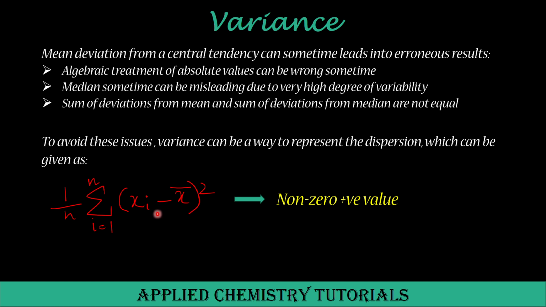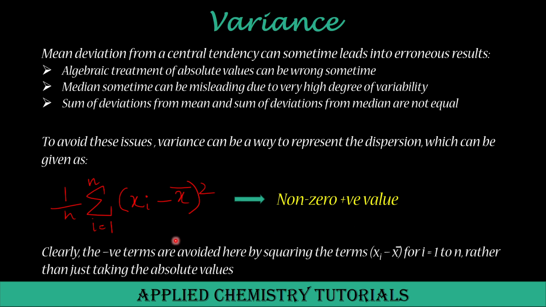If we consider it as 0, then each of the terms x1 equals x2 equals x3 all will become equal to x bar, which is not possible, and so this should definitely be a non-zero positive value. So clearly the negative terms are avoided here by squaring the terms xi minus x bar for i equals 1 to n, rather than just taking the absolute values.